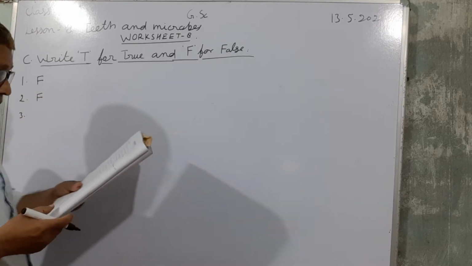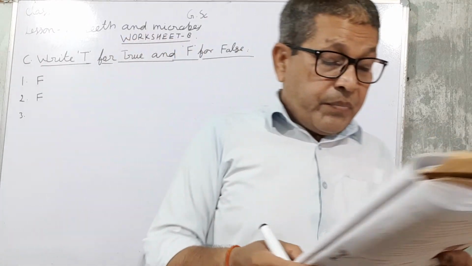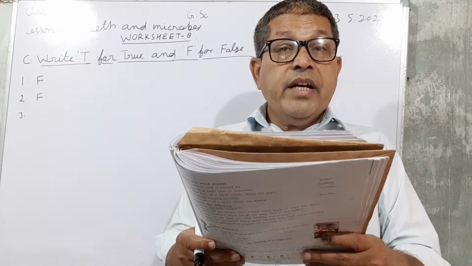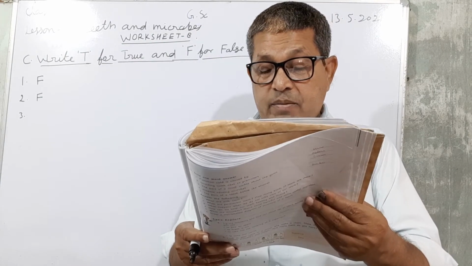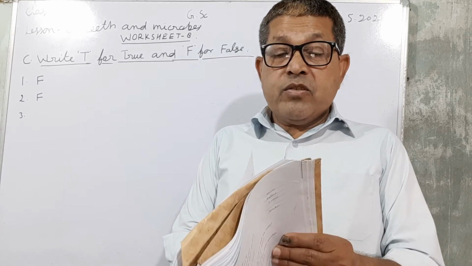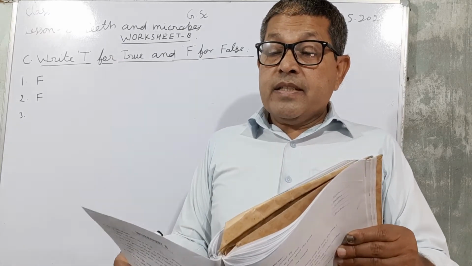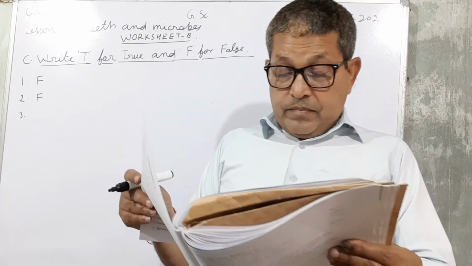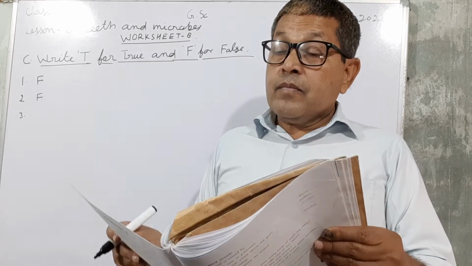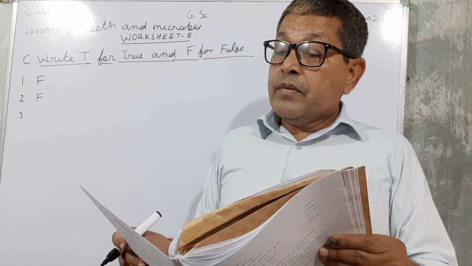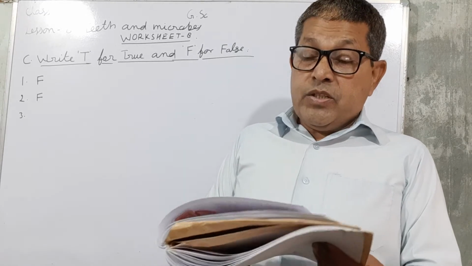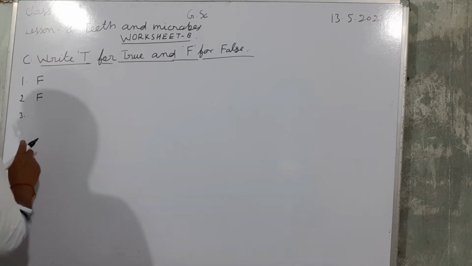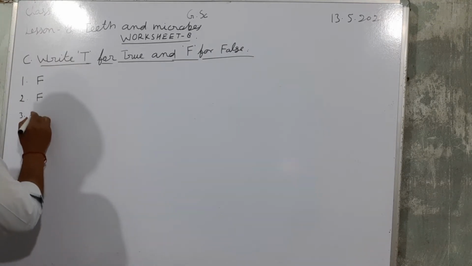Now third, dentine is the hard protective layer of a tooth. No, it is also false, because enamel is the protective layer of a tooth. So in C, the third is also F.